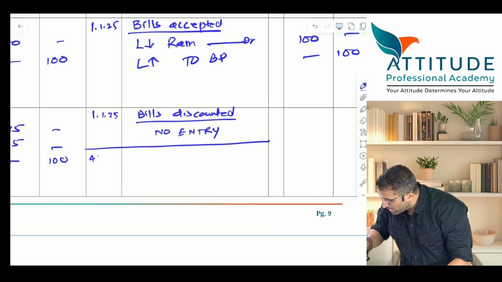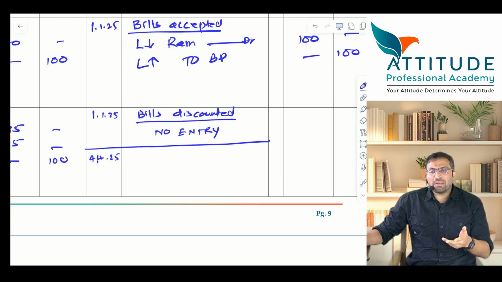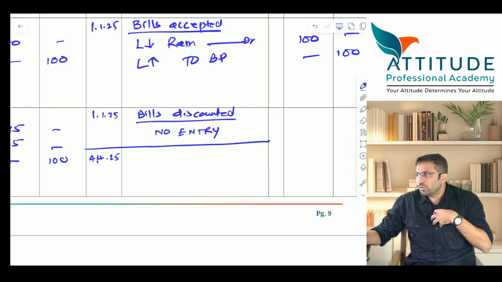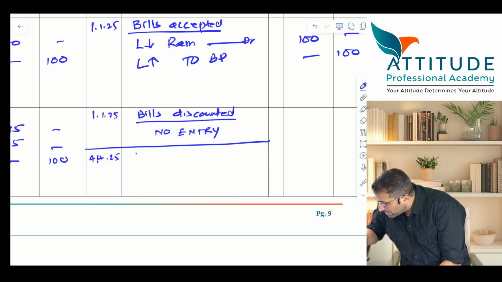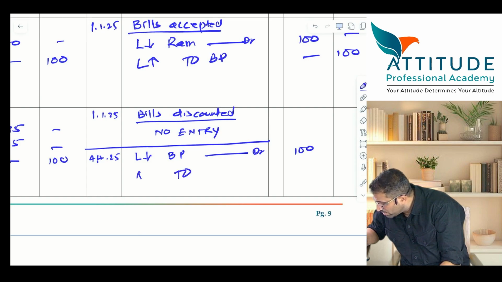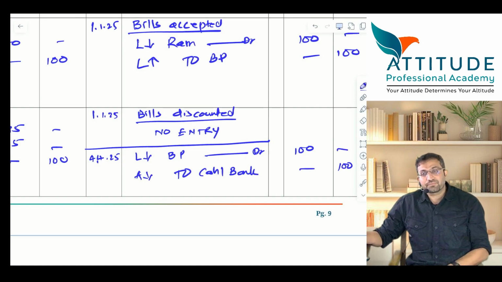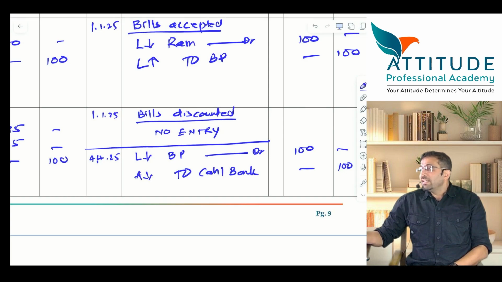But tell me, on maturity date, will you pass an entry? Tell me the entry. On maturity date you have honored, which means you assume that you are Ravan now. I am Ravan, correct? So what entry will come in my books? Very good. Liability reduces. Bills payable account debit. How much? 2, cash or bank. You can pay by cash, you can pay by cheque also to the bank. That works, because now Ravan is making the payment to the bank. Is that clear?